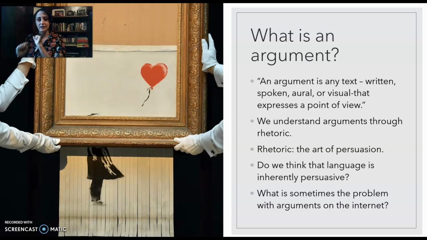Now, is everything we say an argument? I would argue yes, to an extent. So I had a student one time who said, well, Professor Warren, what about this example? The example they gave me is this: what if I was walking down the street and there was a guy digging in the trash and I said, you do you.